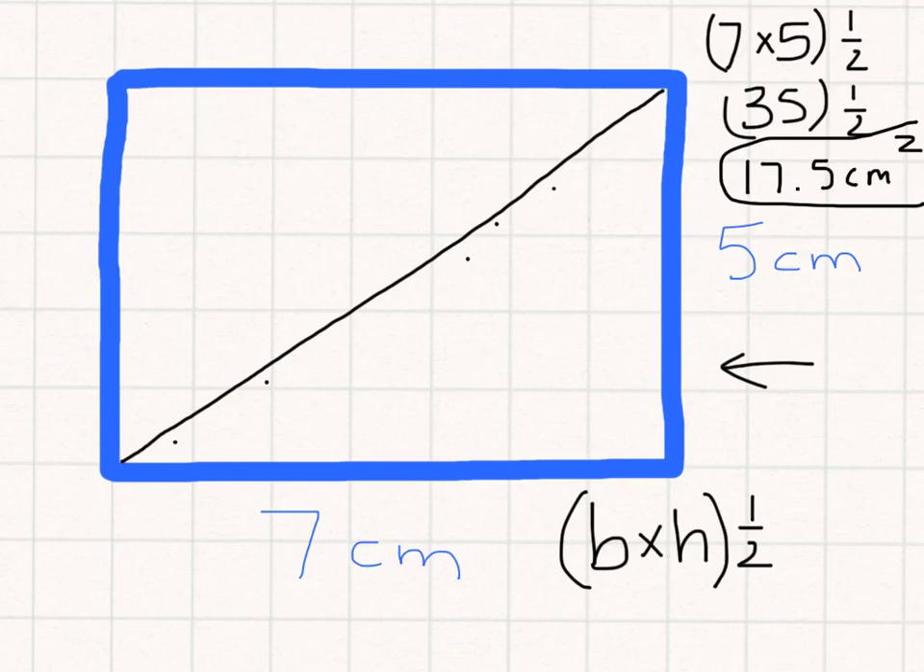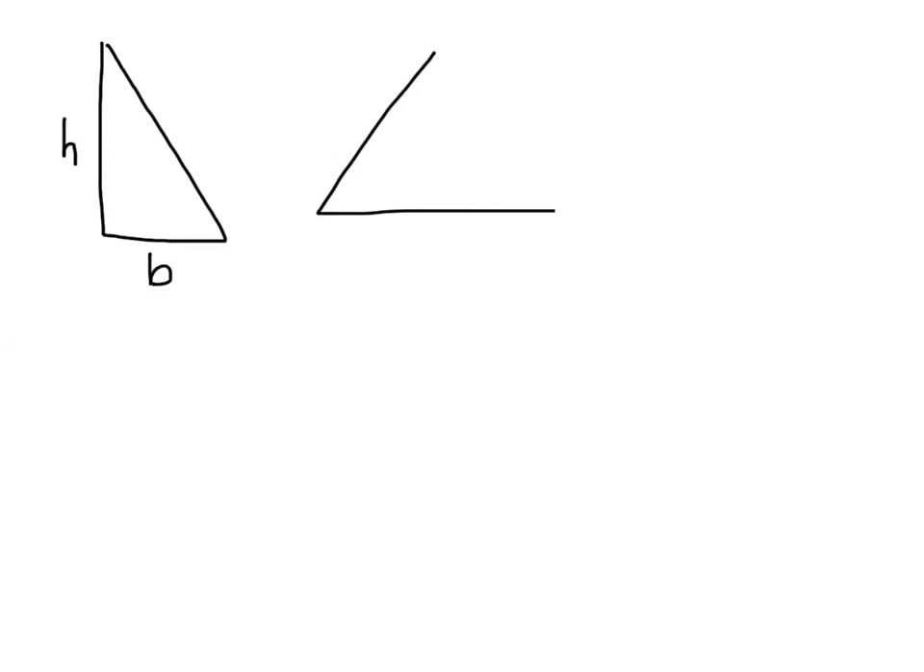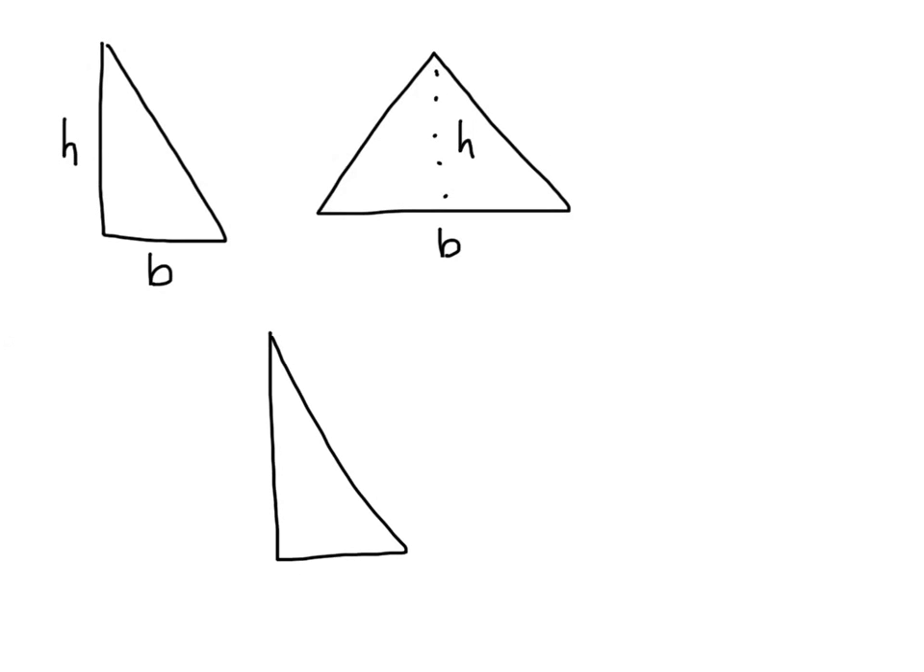Let's look at another one. Before I go on, I want to make sure you notice that the base could be this, and this could be the height, or you might see it drawn like this. This is the base, and this would be the height of the triangle. But let's try another one. If I have a triangle shaped like this, this would be the base, and this would be the height.